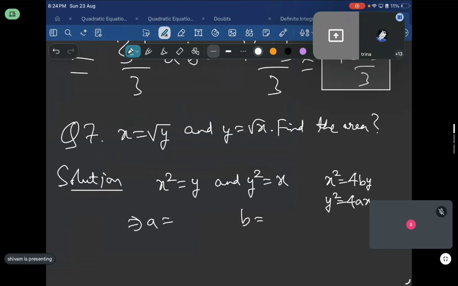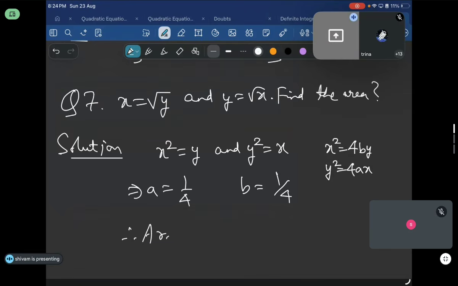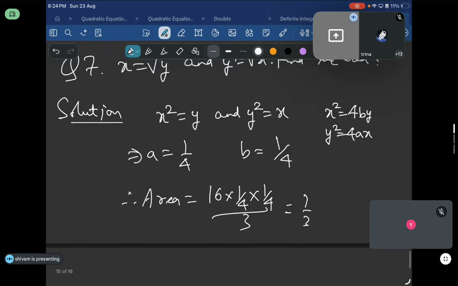Sir, is it 1/4? 1/4 and 1/4, right? Yes, sir. So therefore area is equal to 16 into 1/4 into 1/4 divided by 3. Done. 1/3. Okay?